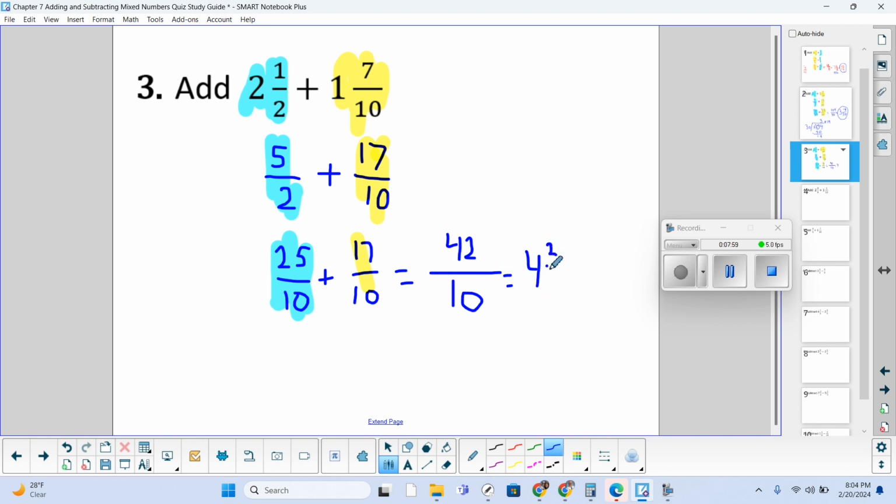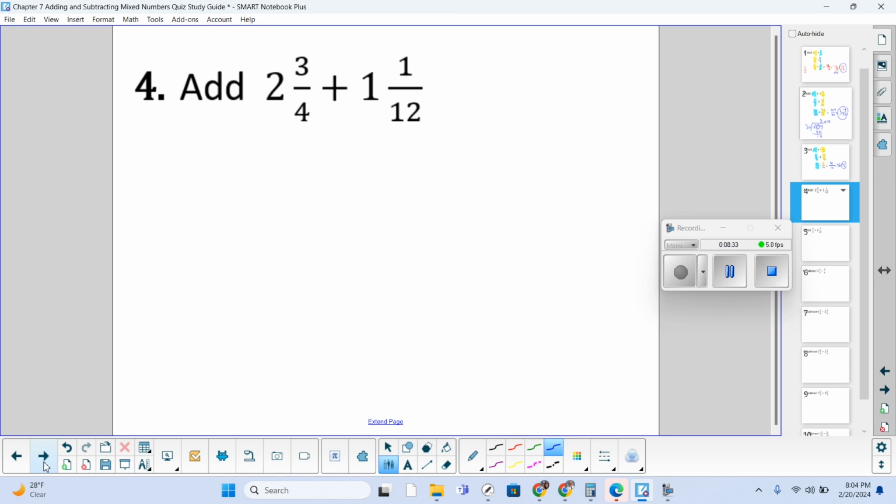2 over 10 left over, which I would accept, but I'd hope that you'd know that 2/10 can be simplified. It's really the same as 4, and 2 goes into itself once, 2 goes into 10 5 times. The preferred answer is 4 1/5, but for now I'd be okay with 4 2/10 as long as you did all the work right.